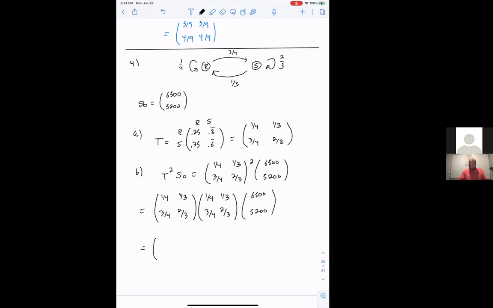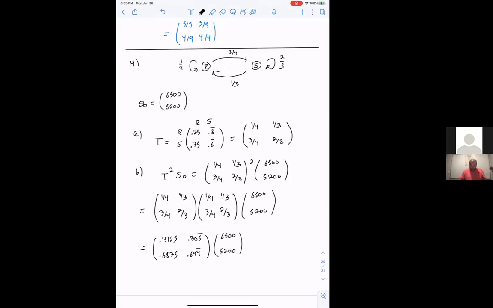So 1/16 plus 1/4 gives me 0.3125. 1/12 plus 2/9 gives me 0.305 bar. 3/16 plus 0.5 gives me 0.6875. And the last one is 1/4 plus 4/9 gives me 0.694 bar, acting on 6,500, 5,200.